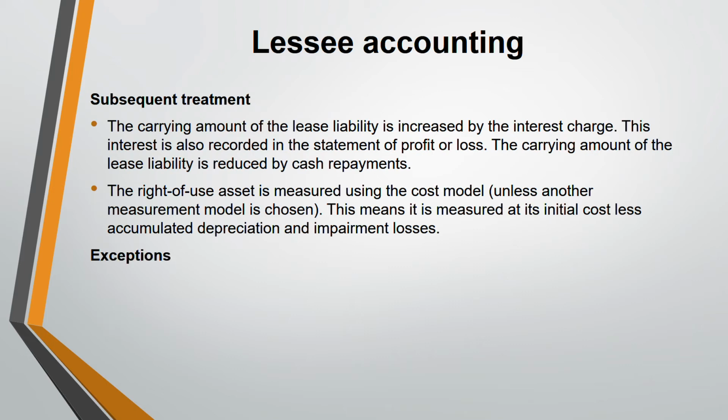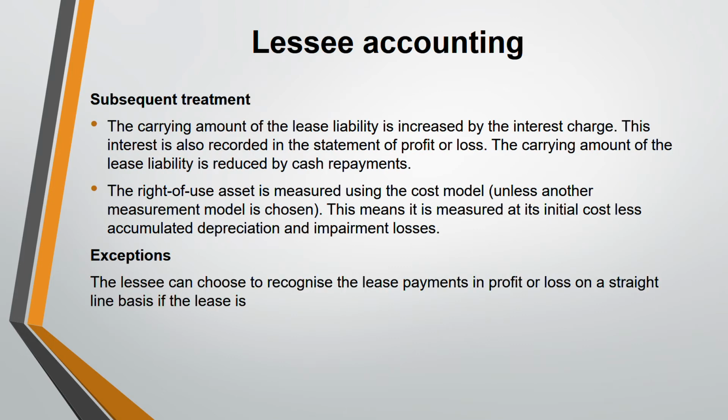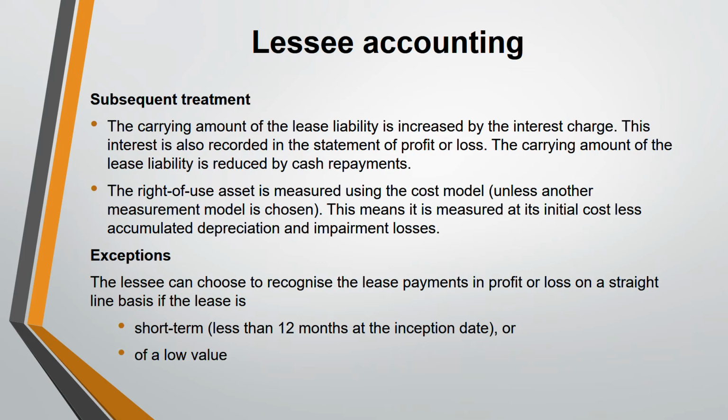Then remember, a few minutes back I told you that there are some exceptions where you don't have to recognize a right of use asset or lease liability. These are the two exceptions. Number one, short term lease. That means a lease which is less than 12 months from the date you have started the lease. It is known as a short term lease. Or the lease is of low value. Low value means when you first purchased that asset, it was of low value.